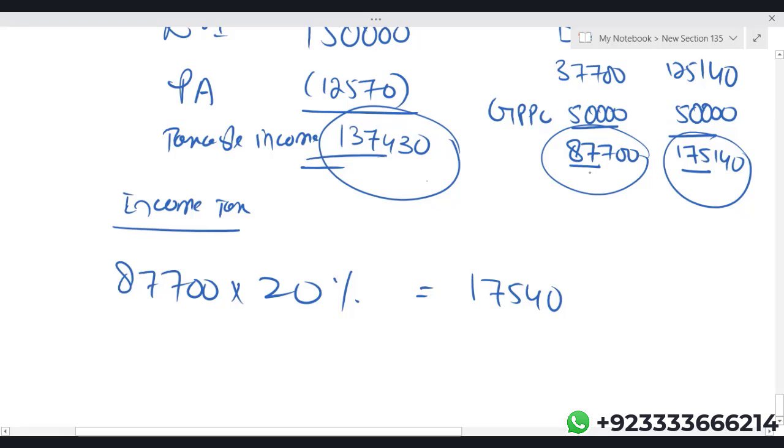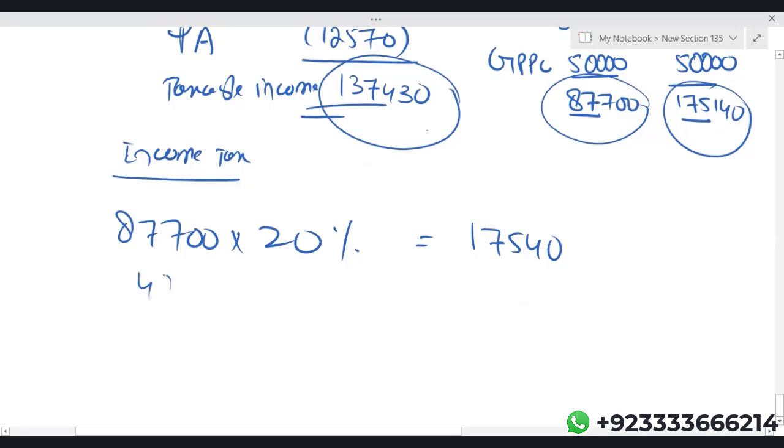So simply 137,430 minus 87,700. I'm getting 49,730 into 40%. So 19,892.